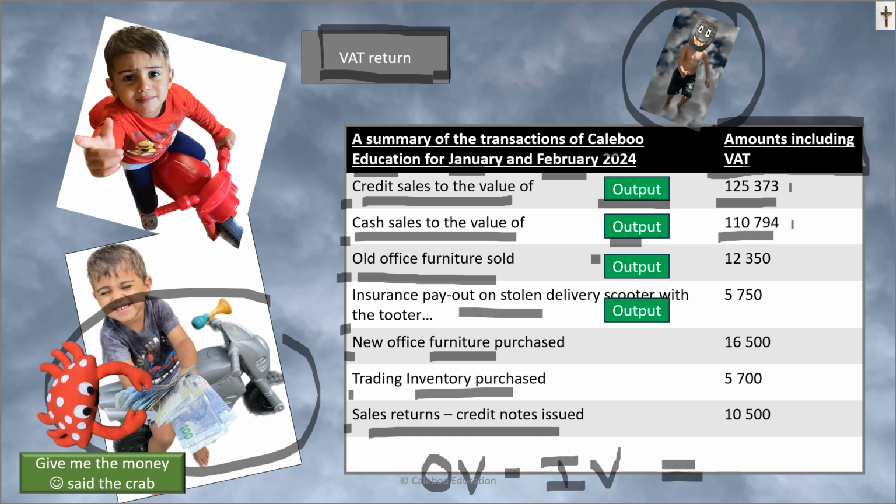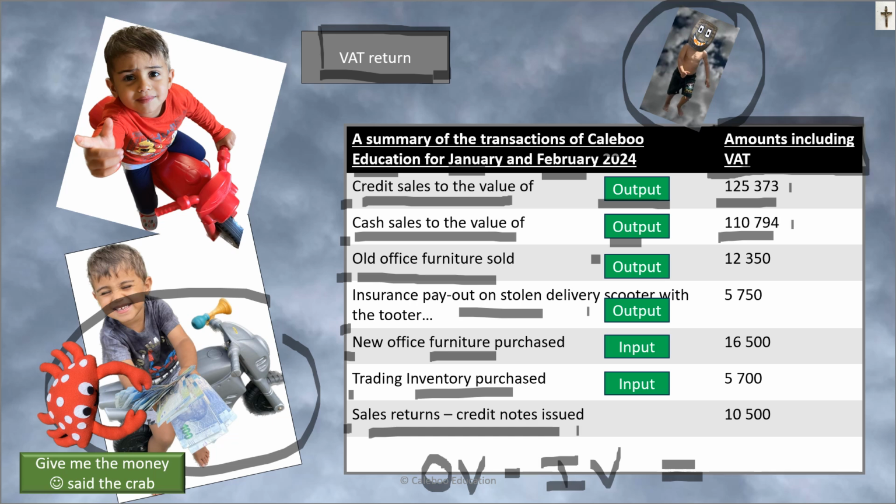New office furniture purchased. Office furniture is used for the operations of the business. It's necessary and it's standard rated, so I'm able to claim input VAT. Then obviously trading inventory, which I'm going to sell, I can claim input VAT. And sales returns, I'll quickly explain this.